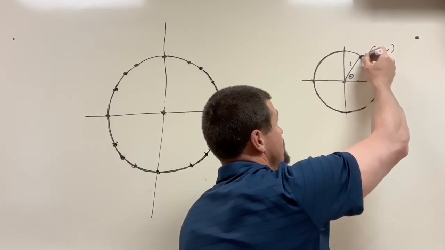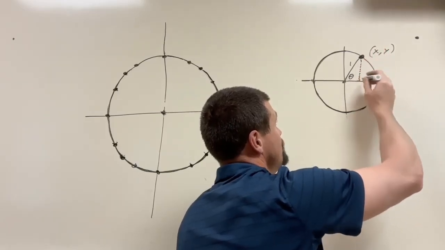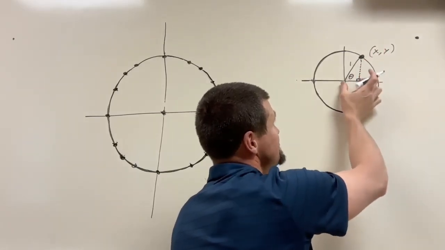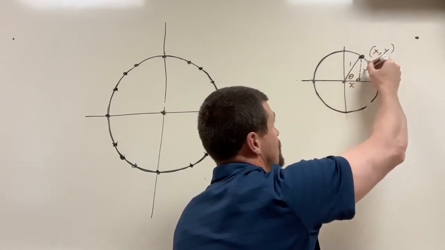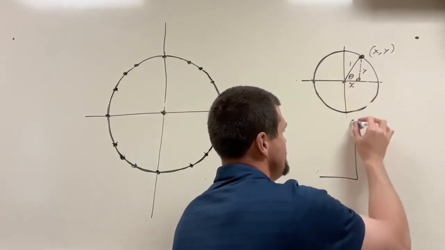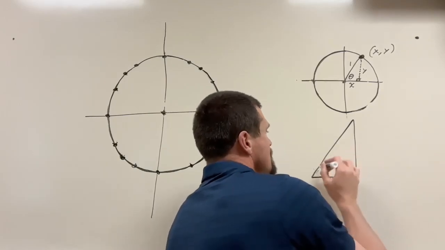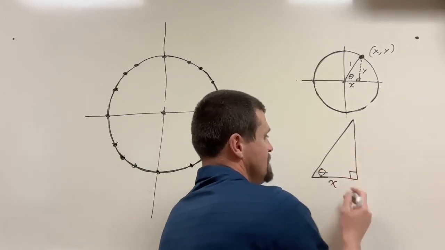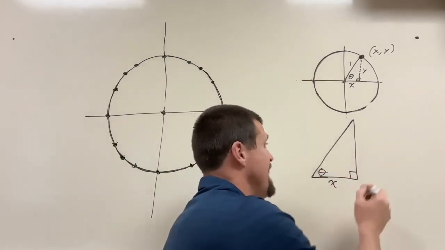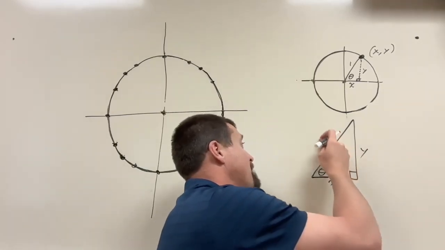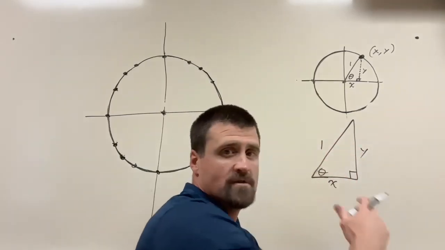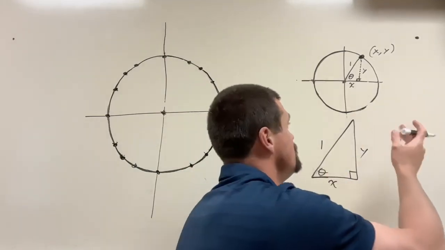So if I drop this altitude down, you can see that this is the x-coordinate of the point, and this is the y-coordinate of the point, and we created a right triangle with an adjacent side of x, an opposite side of y, and a hypotenuse of 1, which is why we used a unit circle.